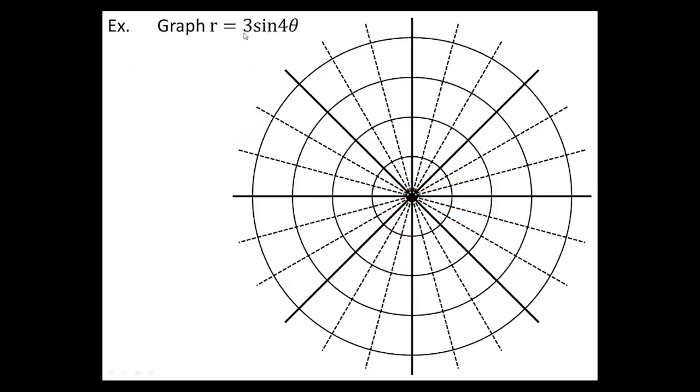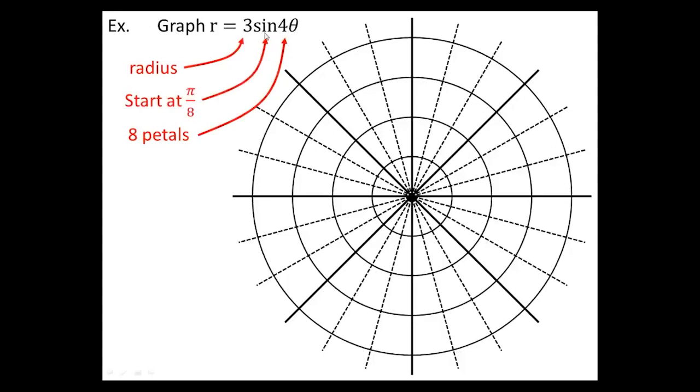Alright, next one was 3 sine of 4 theta. 4 means an even number. I'm going to double it to say I have 8 petals. Each one is going to have a radius of 3. And since it's sine, I'm going to start my first petal at pi over 8. Remember, it was pi over 2 divided by 4, or you can say pi over 2n. Either way, you get pi over 8.